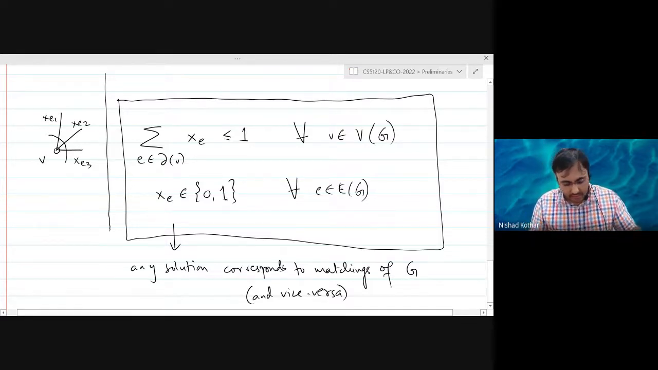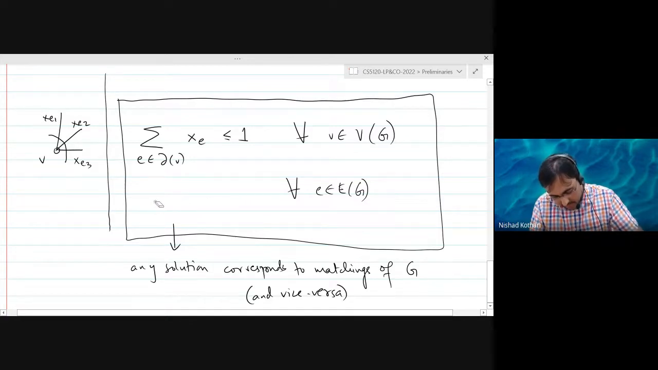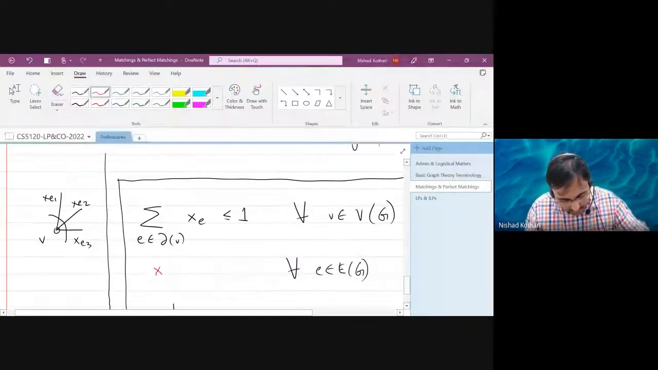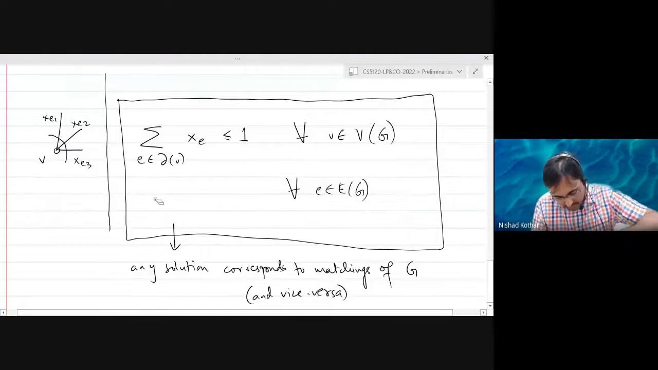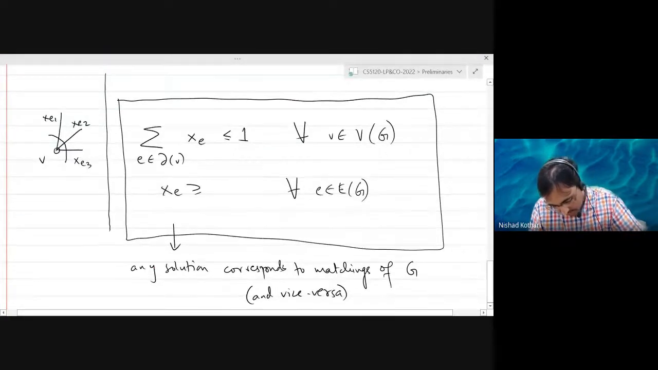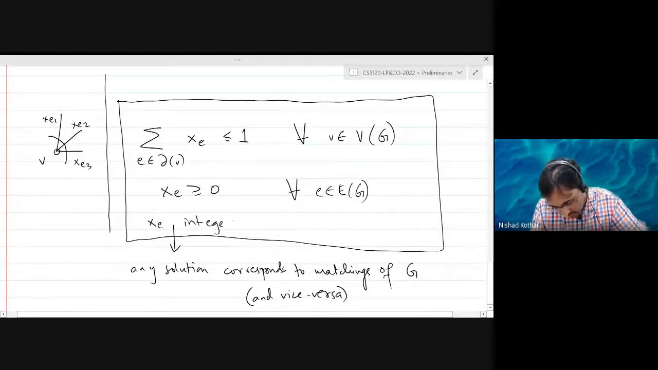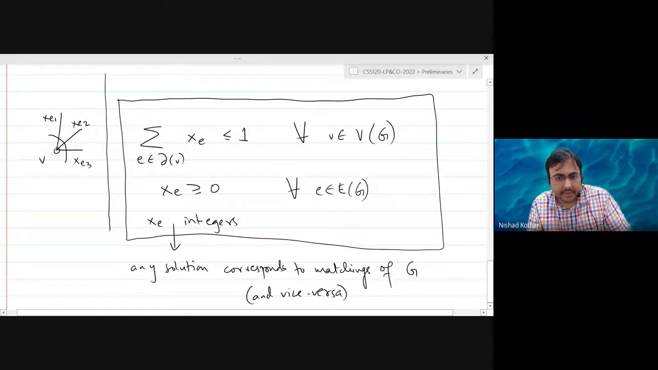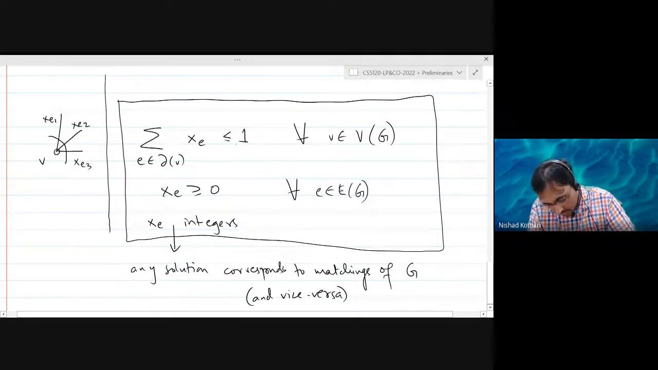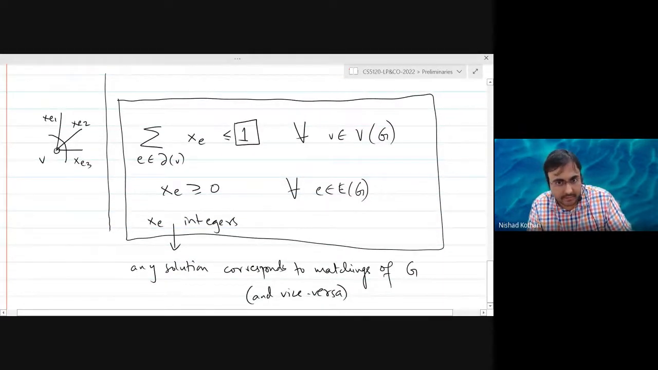Okay. So if not, I'm going to rewrite this slightly, and I'll notice that this is not going to make any change. So I'm going to say that all of the x's are at least 0 and they are all integers. Notice that this is the same as saying that they all belong to {0, 1}, because if any of them is greater than 1, then this constraint will be violated at some vertex, right? Because the sum has to be at most 1. So all of them have to be at most 1 because they are non-negative.